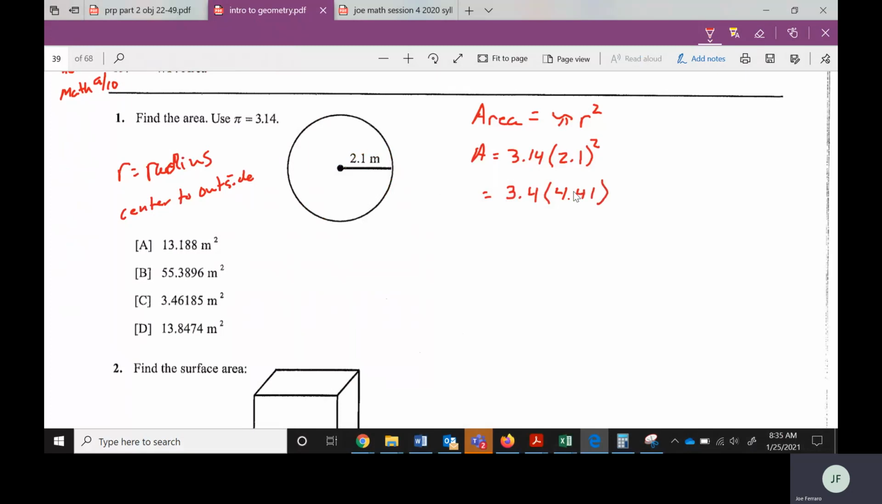4.41. Now you multiply that times the 3.14. So you could just leave the 4.41 in your calculator, hit times 3.14, and it will give you 13.8474, which is letter D. All right, so that's area of a circle. We're going to do the other problems that I want to go over in objective 16.